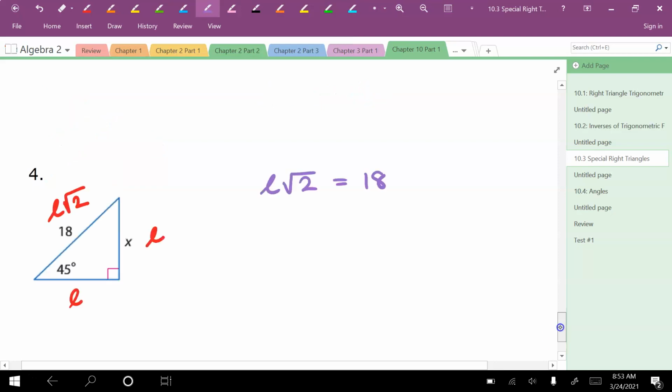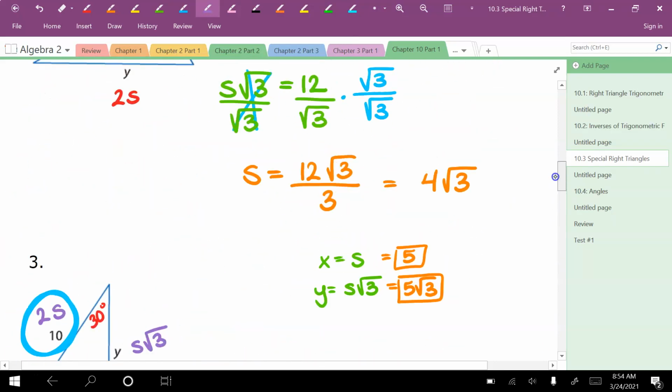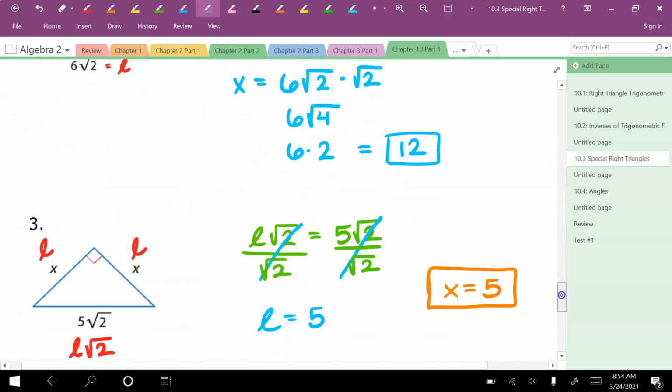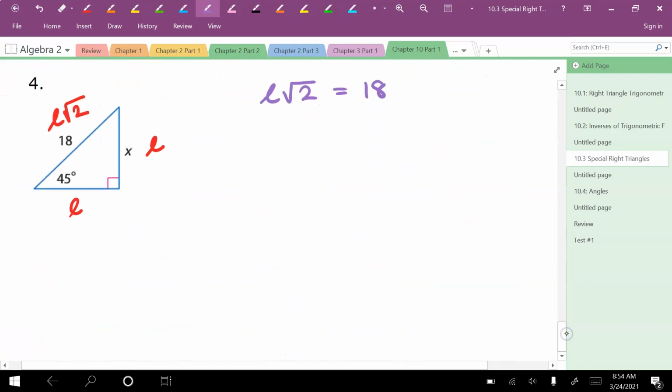Okay, so I'm going to scroll back up for a second. This is similar to what we did here. We had s square root of 3 equal to 12, and we had to get rid of the radical by dividing it on both sides to get s by itself. So for here, I'm trying to get L by itself, because that's going to give me that missing side. So I'm going to divide both sides by the square root of 2. So that leaves me with this. L equals 18 over the square root of 2.